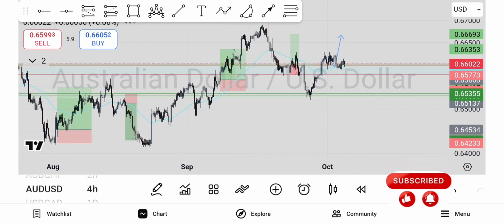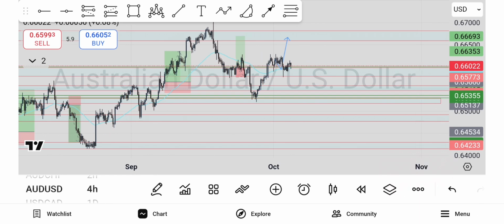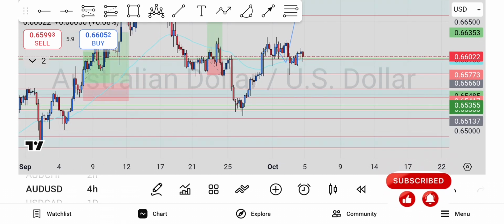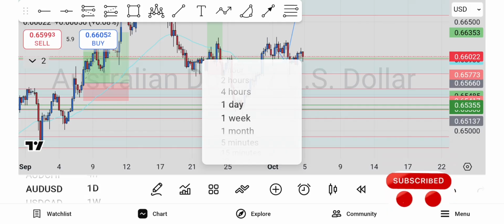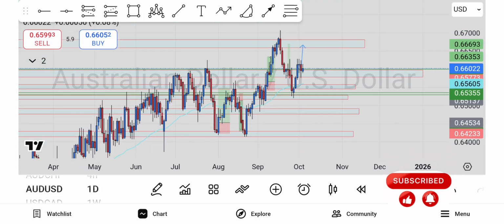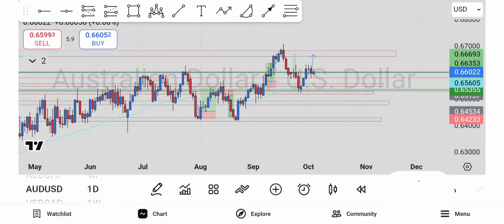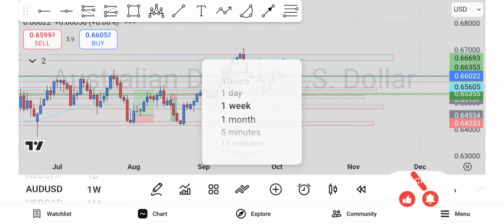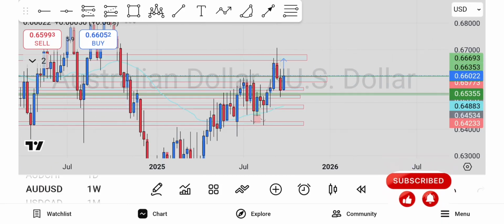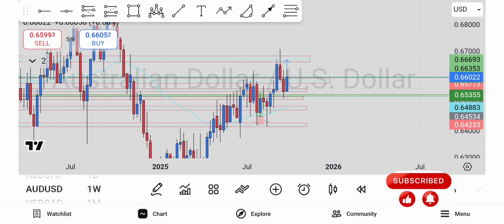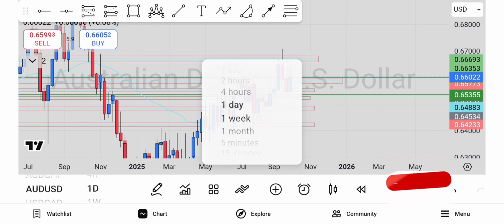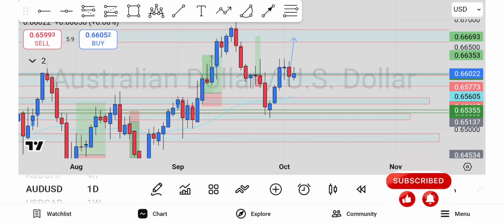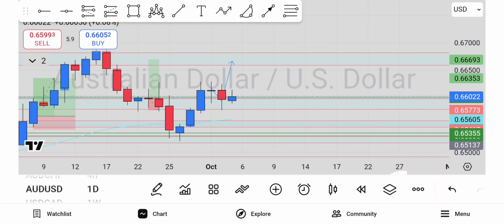AUD USD. I'm expecting AUD USD to go bullish because we are pretty much bullish on this pair on the daily, and we are also bullish on the 1 week time frame. So we are just expecting the market to go bullish.